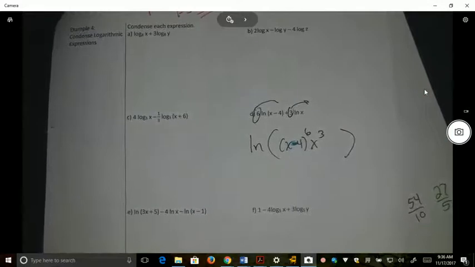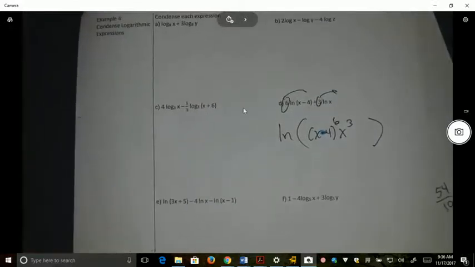So we don't have any division inside the logarithm because there was no subtraction of logarithms. Let's take a look at letter C.